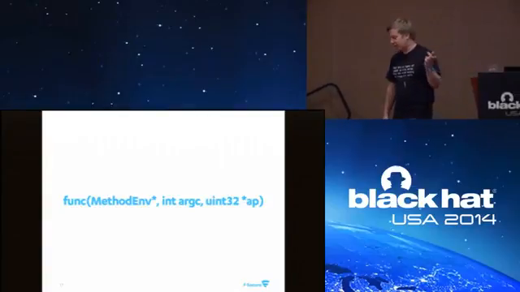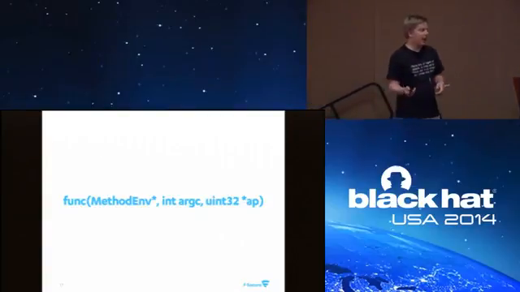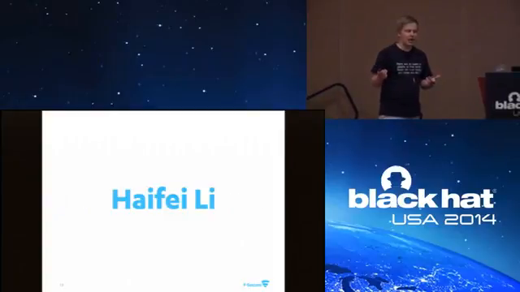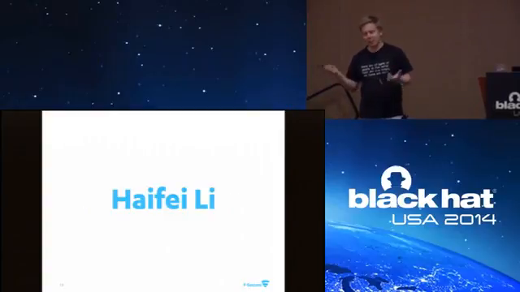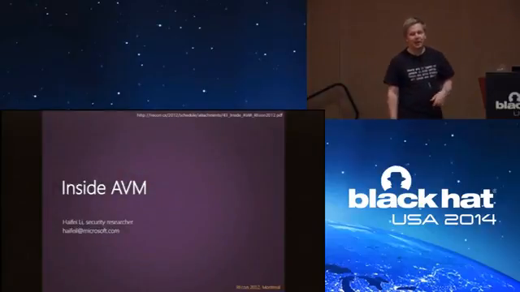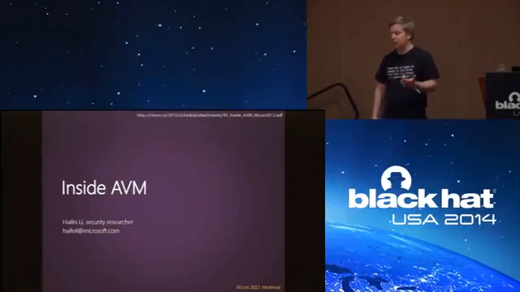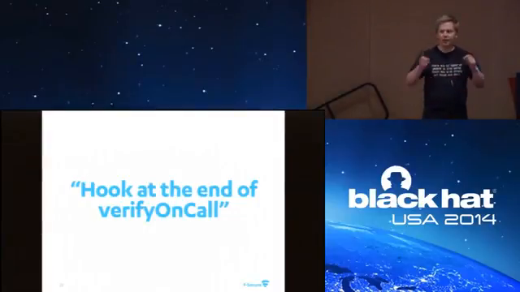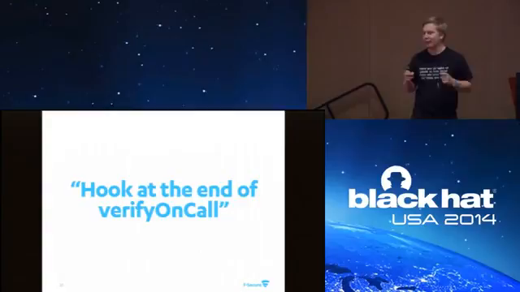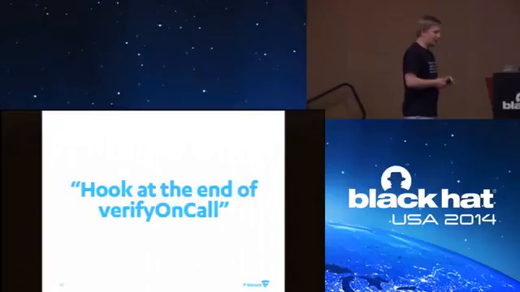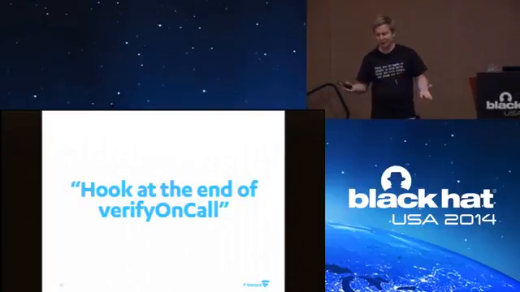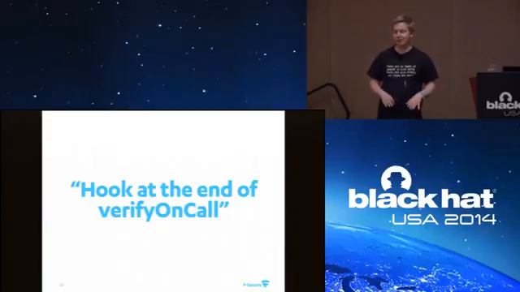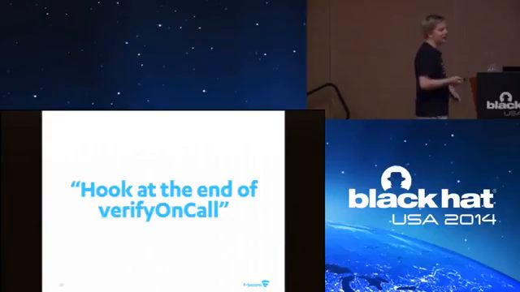So I went to the source code of Flash, and I Googled some values, and I ran into one of Haifei Li's presentations. You've probably heard of Haifei Li, I won't introduce him. This is the presentation from Recon 2012, Inside AVM, ActionScript Virtual Machine. In these slides, this is a direct quote: hook at the end of verify on call. And that's what I did. Spoiler alert, doing this solved my problem. I got rid of the duplicates, and after that it has been really robust. So big thank you to Haifei Li.